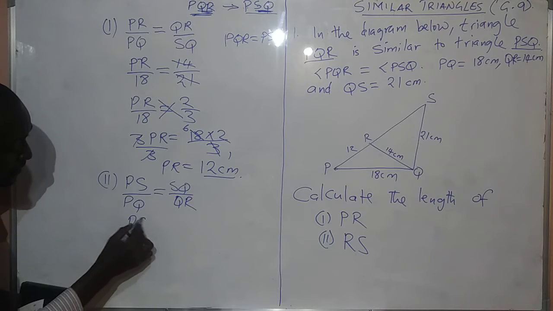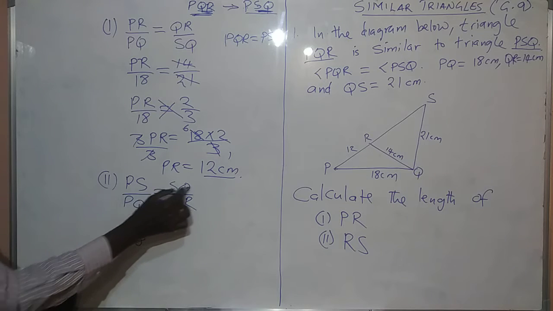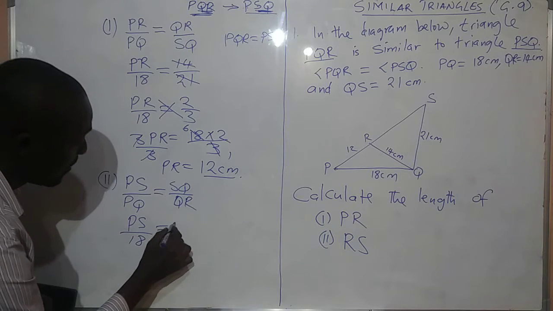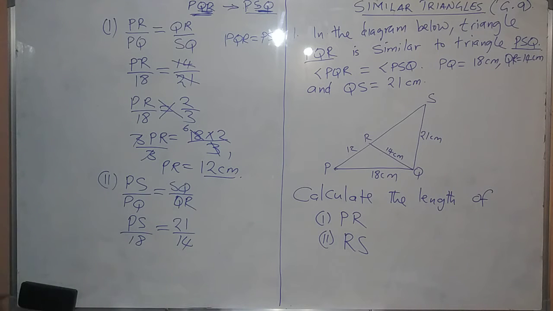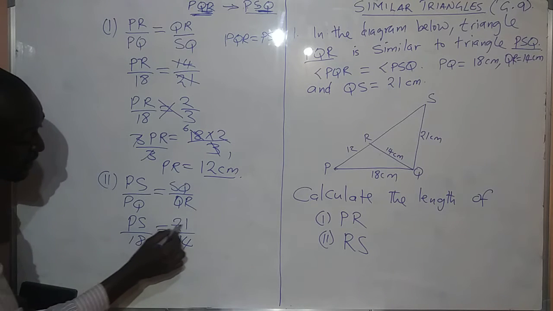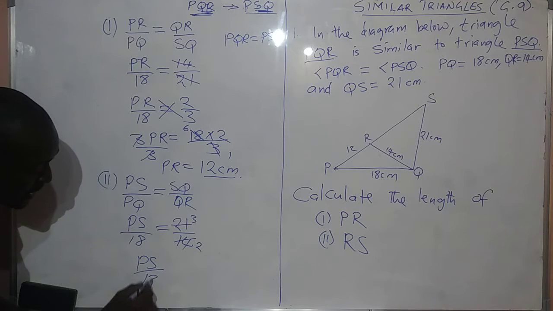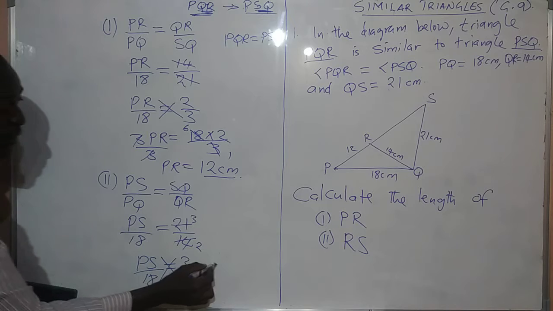So we are going to have PS divided by PQ, which is 18, equal to SQ, which is 21, divided by QR, which is 14. Now we can divide here: 7 there, we have 3, 7 there, we have 2. So we have PS over 18 equal to 3 over 2. And then we can cross multiply.